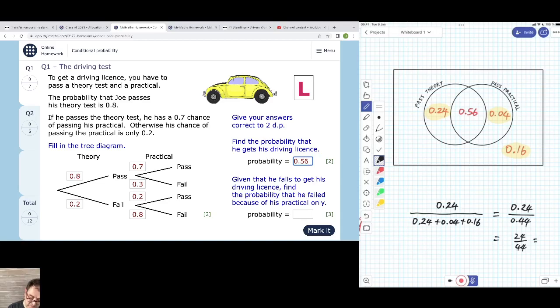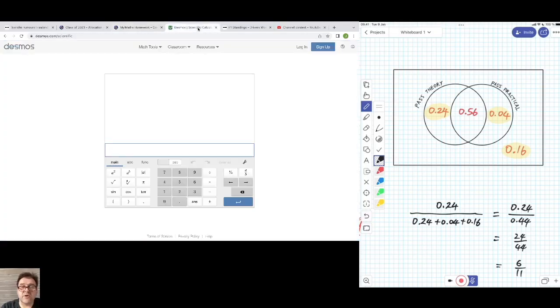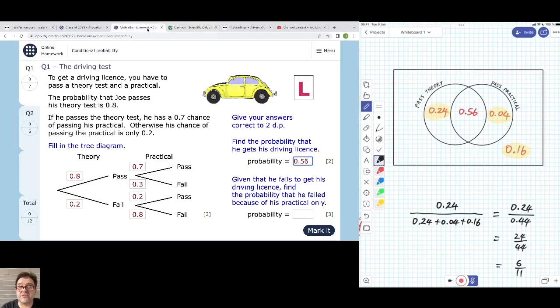But I want that as a decimal. So I'm just going to open a tab for Desmos calculator and do 6 divided by 11. 0.5454 recurring, I should have known that, which is 0.55 to 2 decimals, so 0.55. Let's just mark that.